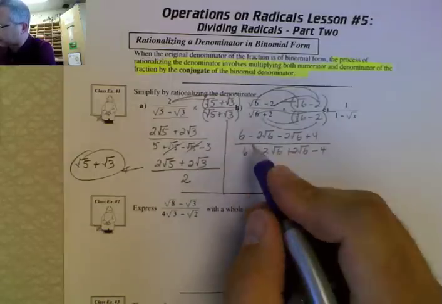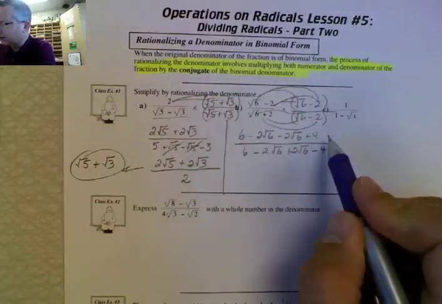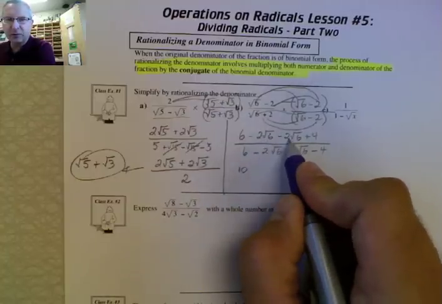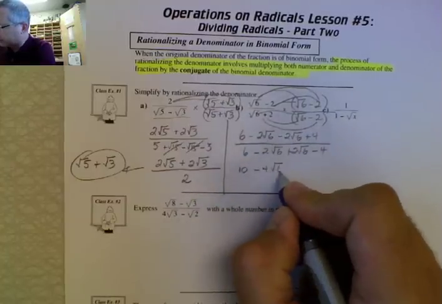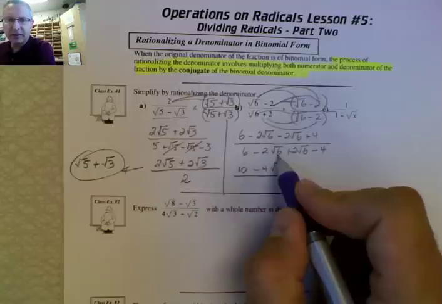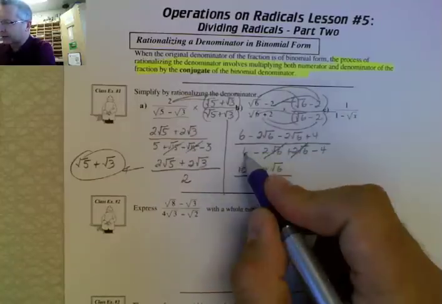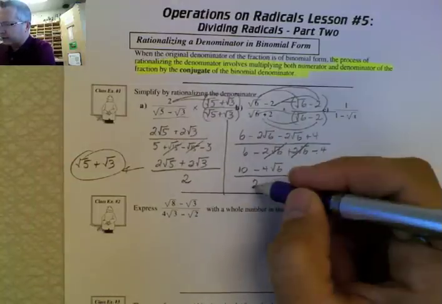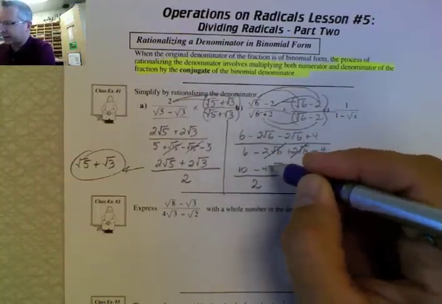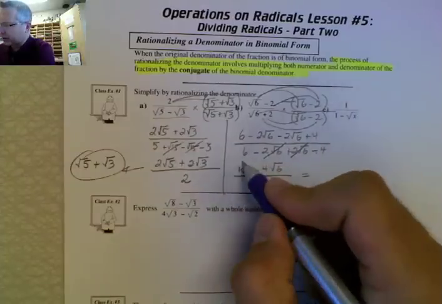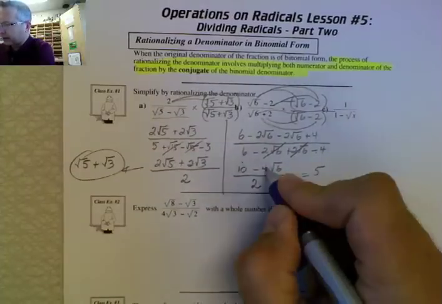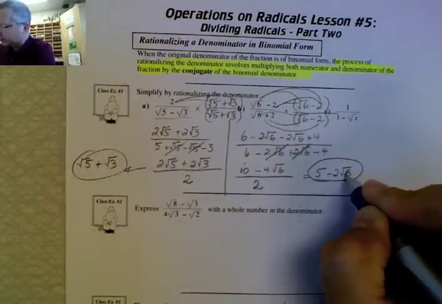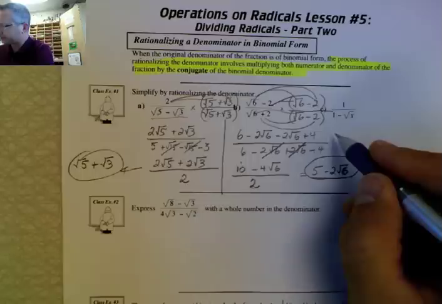So if we start simplifying, in the numerator, 6 plus 4 gives us 10. Negative 2 root 6 and negative 2 root 6 gives us negative 4 root 6. And in the denominator, our middle terms cancel out, and 6 minus 4 is 2. But you're not finished here. This 2 can divide evenly into the 10, and it can divide evenly into the 4. So 10 divided by 2 is 5. Negative 4 divided by 2 is negative 2, and don't forget the root 6. So there's the question in simplest form.